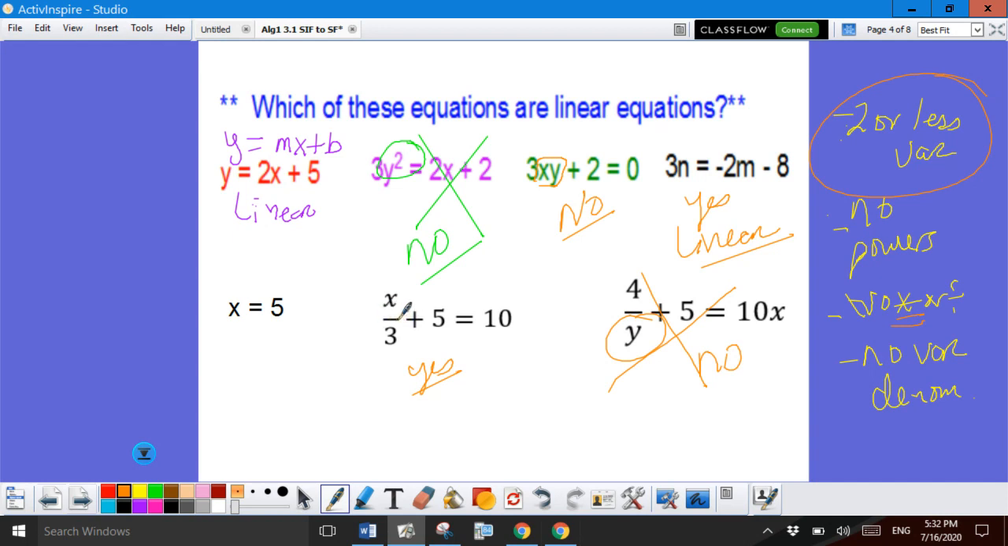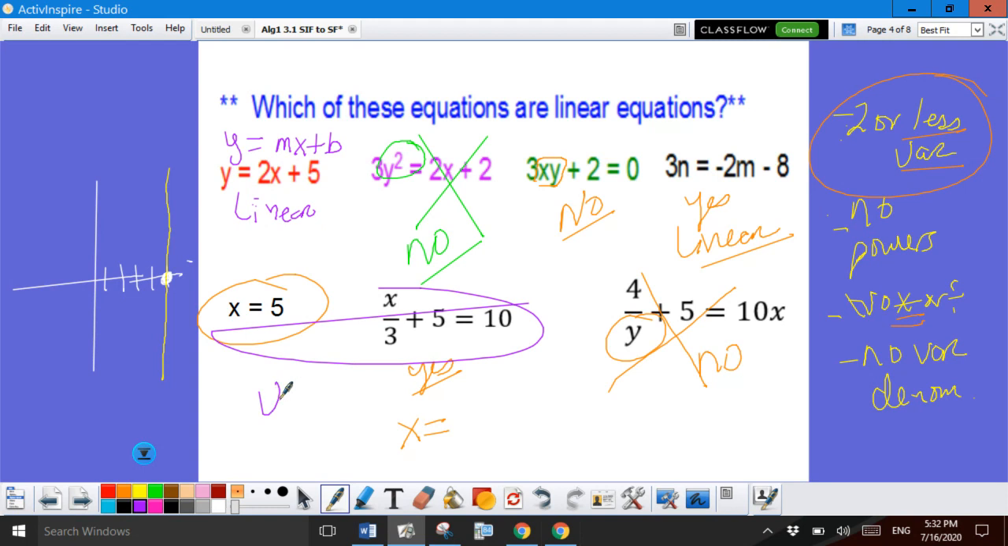This one, okay, this one can be solved to x equals. And since it can be solved to x equals, that gives me 2 or less variables. And this one is x equals 5. Okay, so I want to pull you back to what type of line this is. So x equals 5, there's x equals 5 right there. That line is a vertical line at 5. So these 2 are actually vertical.